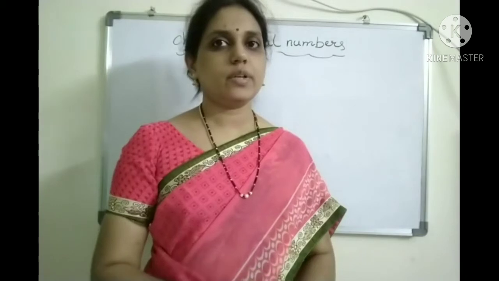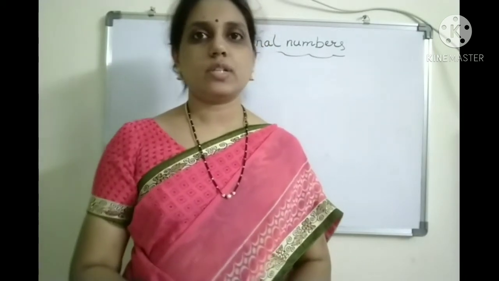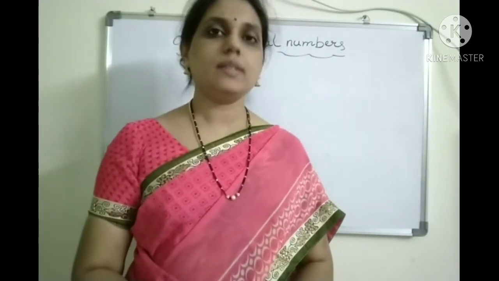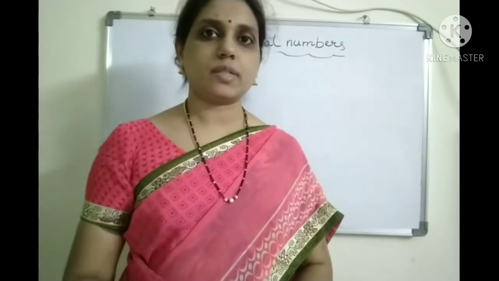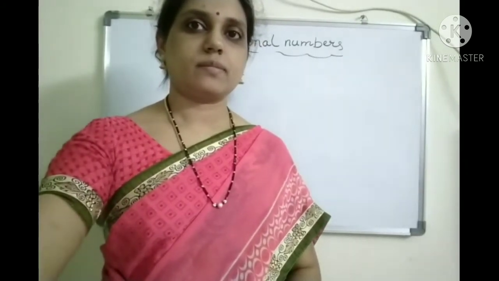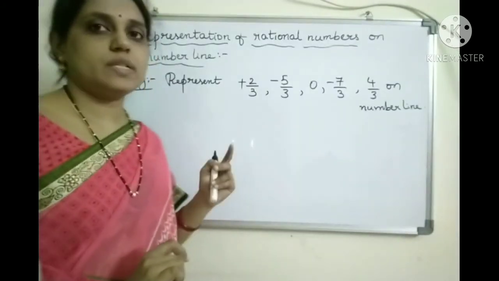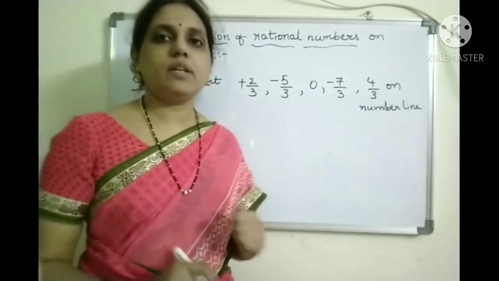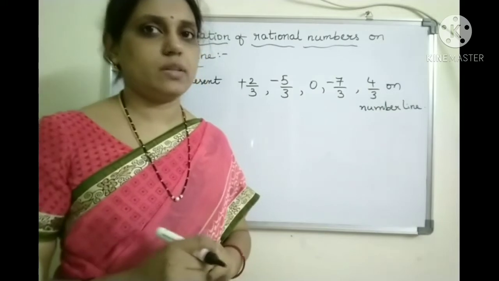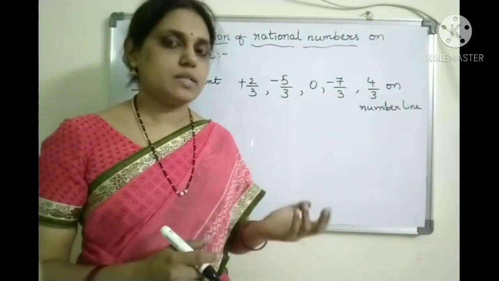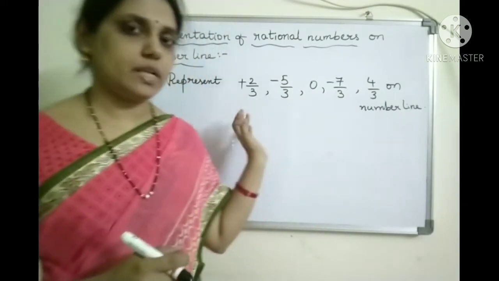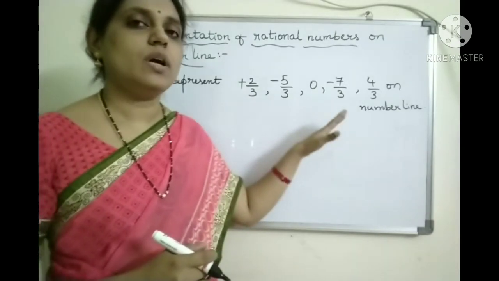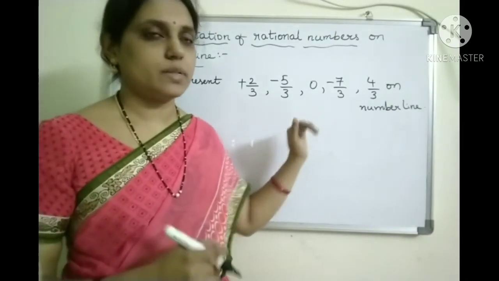In this video we are going to learn how to represent rational numbers on the number line and then the standard form of the rational numbers. Let us see how to represent the rational numbers on the number line. Just like integers, every rational number can also be represented on the number line. Here, left of 0 will be negative rational numbers and right of 0 we represent positive rational numbers.